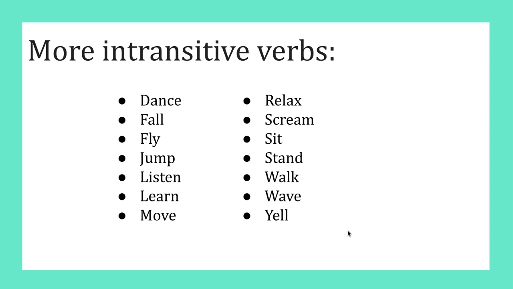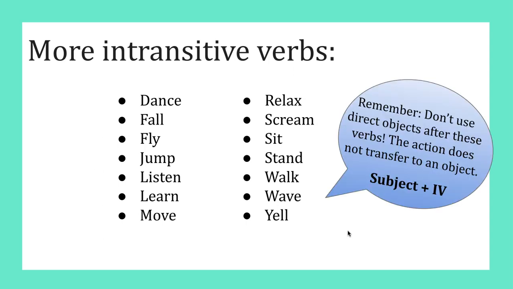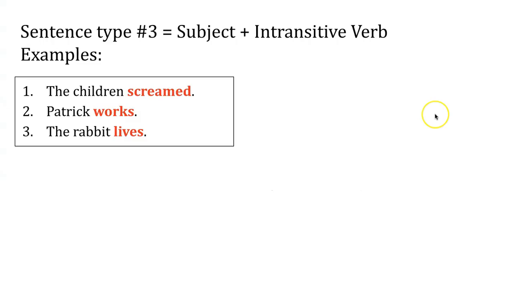That means that when you make a sentence, after the verb, you do not need an object. Do not need an object. You do not need a complement. So remember, you don't use direct objects after these verbs because the action does not transfer. So for these verbs, you only need a subject before and then the verb, the intransitive verb.